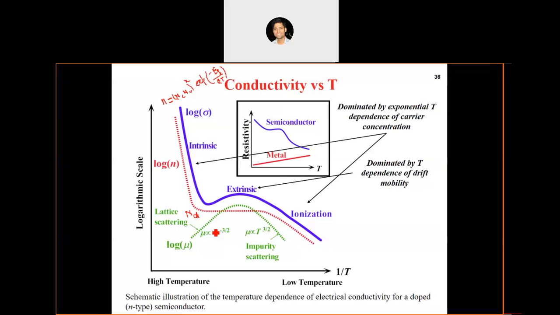Okay. You can see in the inset, this is very different from what we get for metals, right? For metals, the resistivity is directly proportional to the temperature. If you remember, rho is equal to AT, that is, it varies linearly with temperature. In case of semiconductors, it is not true, right? It is very different, and we get a much more complex dependence on temperature, right?